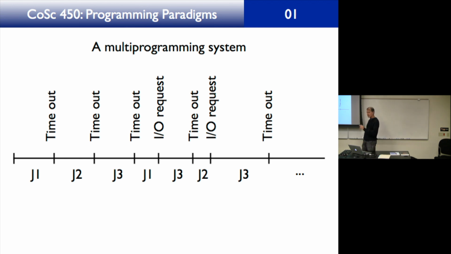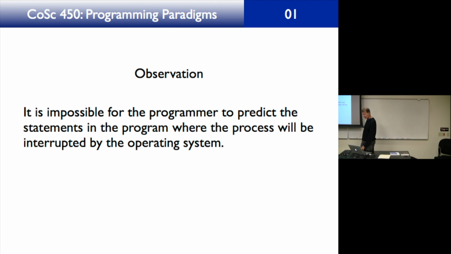Now, that's a key concept. Is everybody with me on that? So we can't predict when those timeouts are going to occur. That's our big observation. It is impossible for the programmer to predict the statements in the program where the process will be interrupted by the operating system. So that's a key idea in concurrency.